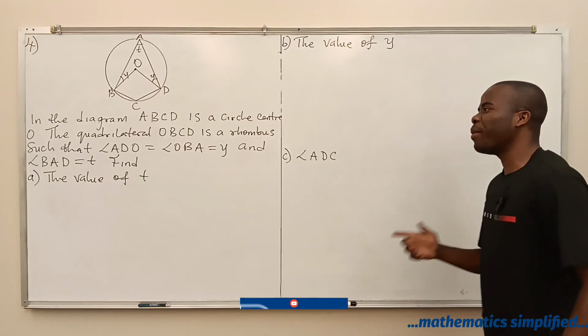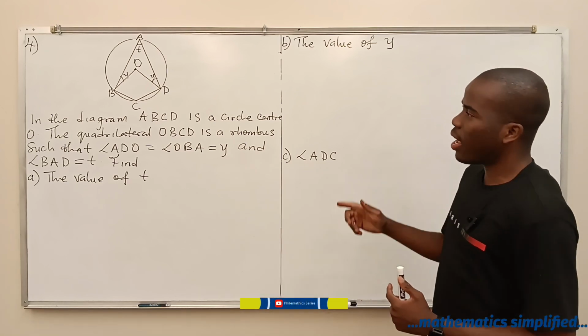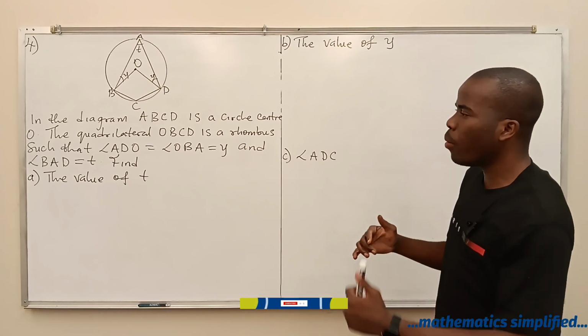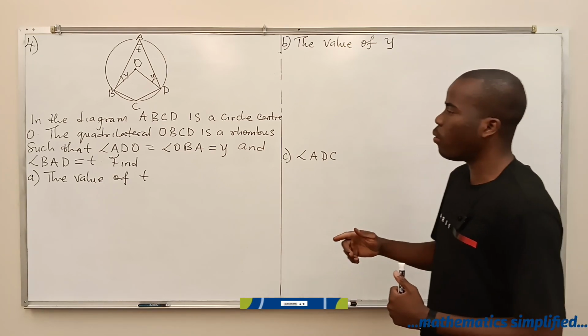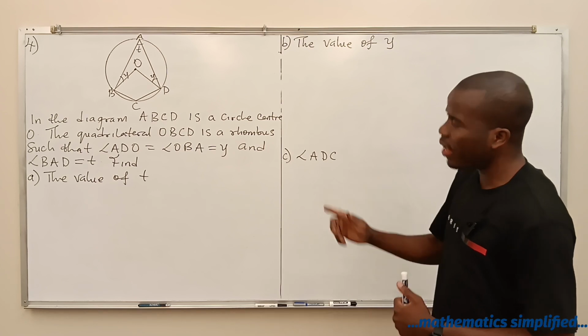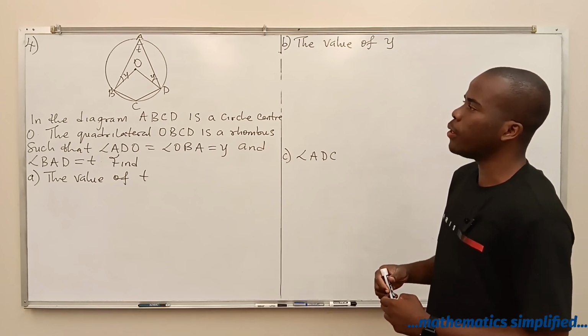In the diagram, ABCD is a circle of center O. The quadrilateral OBCD is a rhombus such that angle ADO equals angle OBA equals Y and angle BAD equals T. Find the value of T.